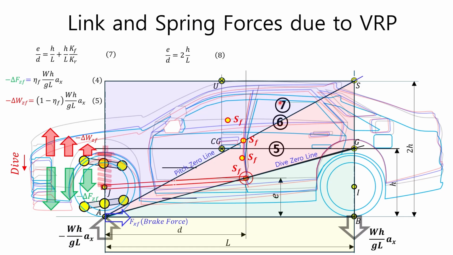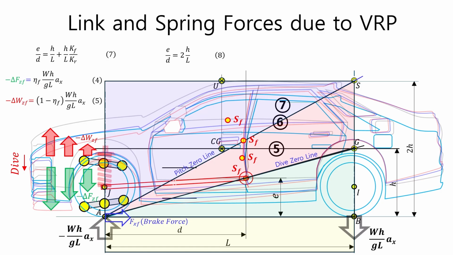Figure 7 illustrates the case where the virtual reaction point, SF, is located in the region above the pitch angle 0 line, AS. The front ride height is greater than the rear ride height, and the vehicle stance is higher at the front and lower at the rear. A force greater than the vertical dynamic load transfer tensions the springs, and a force more than twice the vertical dynamic load transfer compresses the links. In this case, the value of eta F is greater than 2.